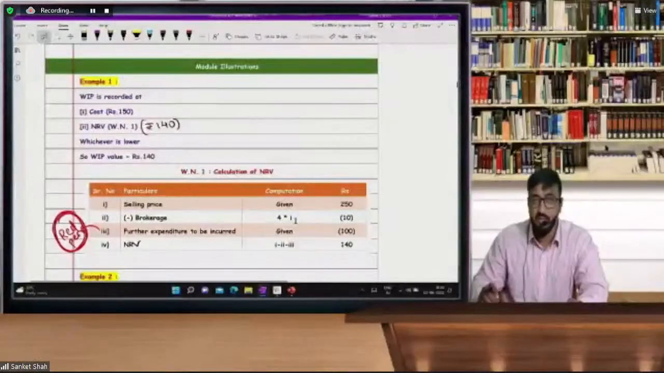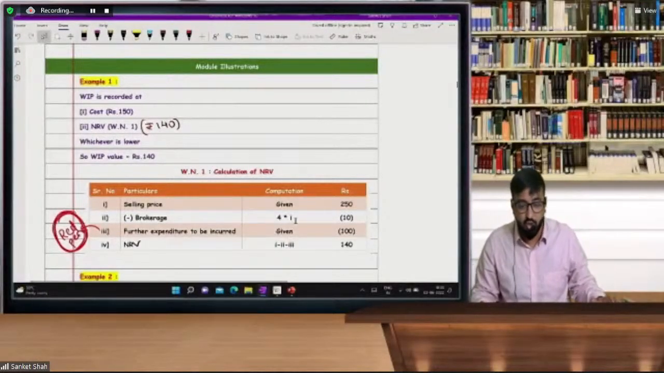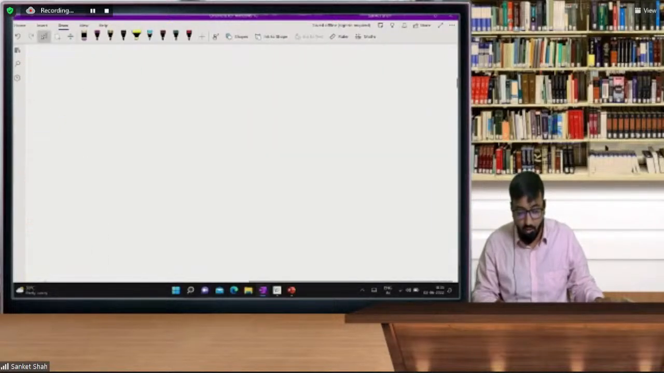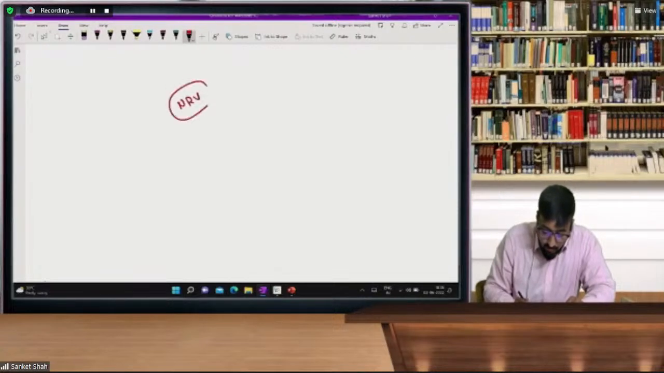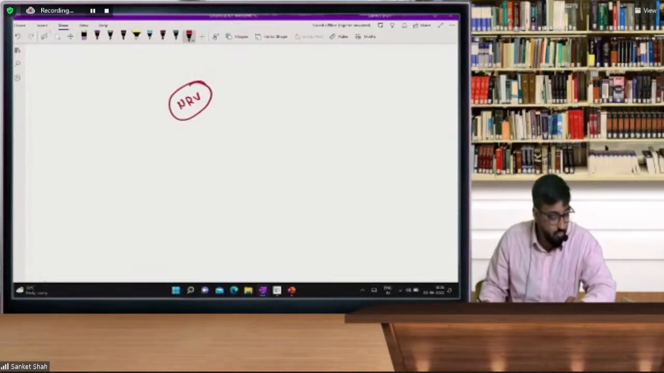Yes, tell me easy or not. Fast in the comment section. Chalo, be active. So what you understood? What is the principle? What is the NRV formula? Selling price minus brokerage minus further expenditure to be incurred is NRV. So please write down this NRV formula. NRV का formula लिखो in comment section. Write it in the comment section, every one of you.